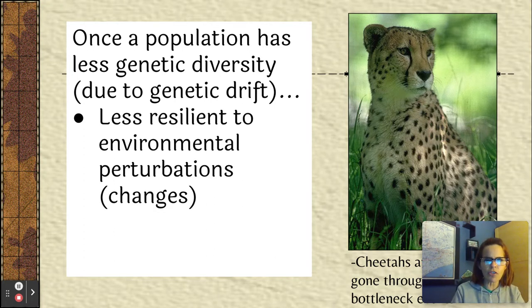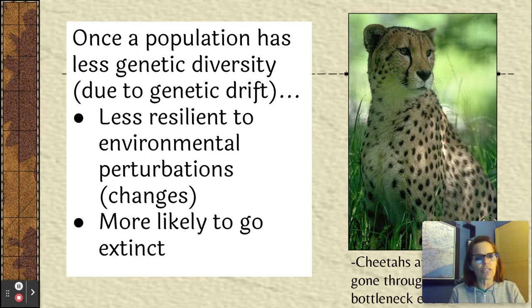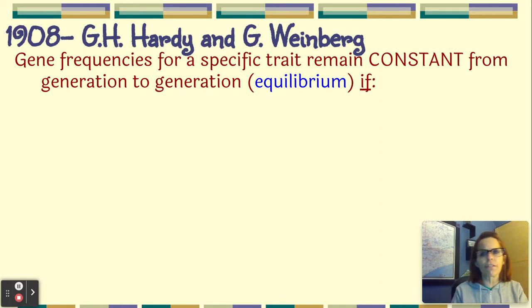Once a population has less genetic diversity, it becomes less resilient to environmental, and I use this word on purpose because I never say this word, but it's in your learning targets, perturbations, which is the same thing as being perturbed. So it means changes. I just wanted to say that word so that if you stumbled across it on the test, you wouldn't wonder what the heck it means. It just means environmental changes. So they're less resilient and more likely to go extinct. And we said that about the cheetahs, that the cheetahs appear to have gone through 2 different bottleneck events. And so scientists are kind of like, while we love cheetahs, they are so inbred and so genetically not diverse that we think that they're slated for extinction, that they won't last long on Earth, even if humans aren't involved.